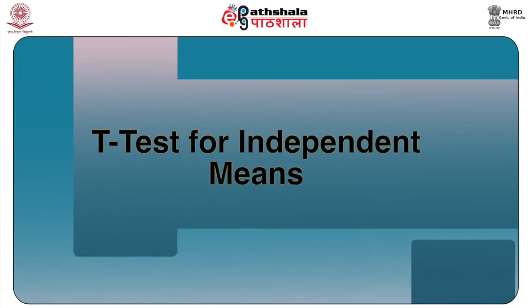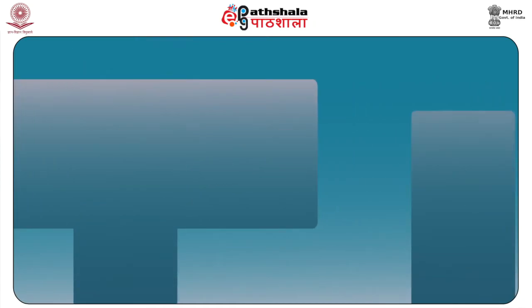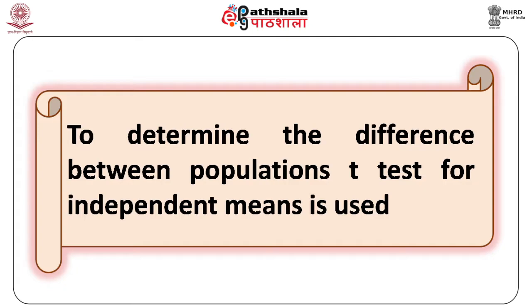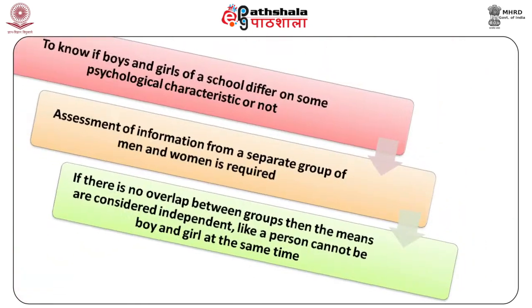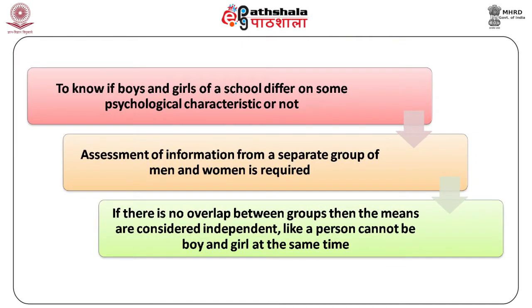Next, we move on to t-test for independent means. To determine the difference between populations, t-test for independent means is used. For example, to know if boys and girls of a school differ on some psychological characteristic or not. Assessment of information from a separate group of men and women is required. If there is no overlap between groups, then the means are considered independent, like a person cannot be boy and girl at the same time.